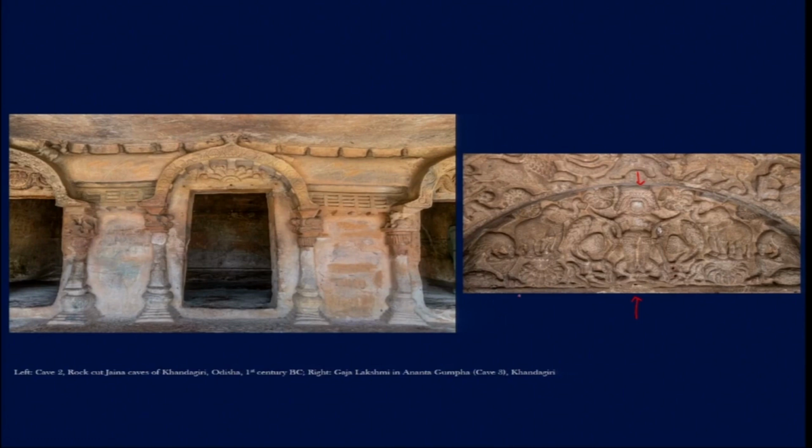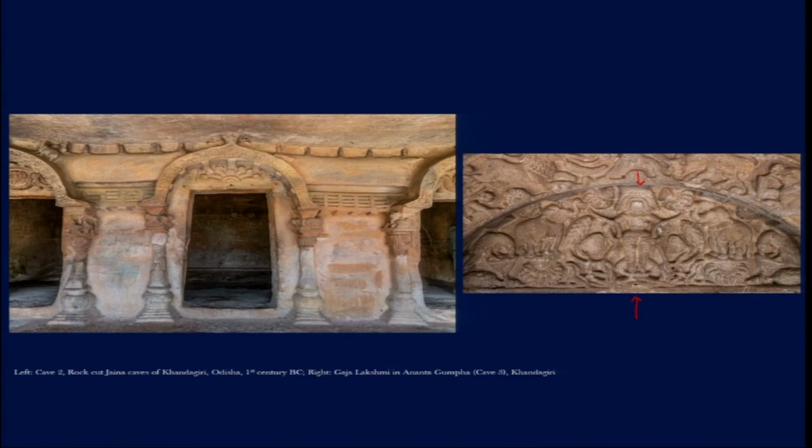So it is basically a stylized representation of a lake full of lotuses, and there are two elephants on both her sides who are showering water in a way to welcome her. That is the reason for this association with the elephant, or Gaja, that comes into the name of Gajalakshmi.